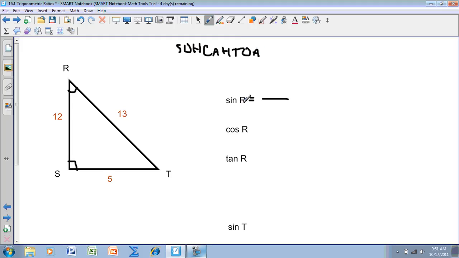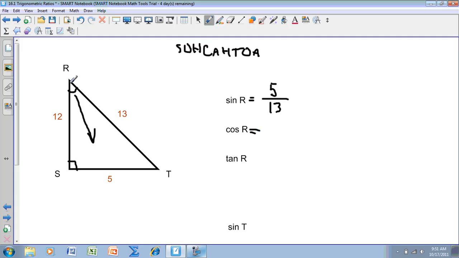And the sine is a ratio of the opposite over the hypotenuse. So here's angle R. What's the length of the opposite side? Oh, it's got to be over there, doesn't it? So it would be 5. All right? Hypotenuse. What's the hypotenuse of this triangle? That would be 13. Very good.